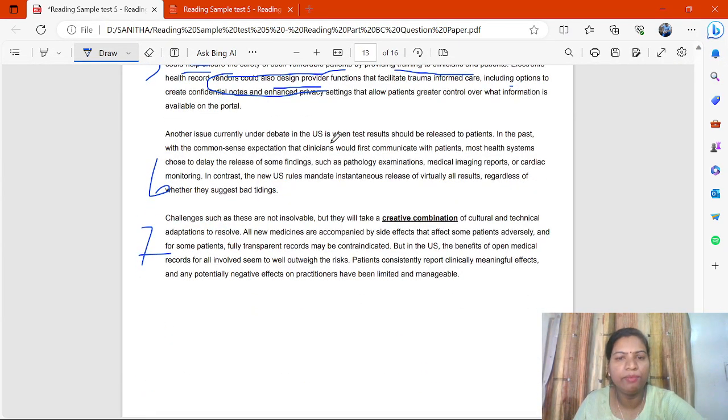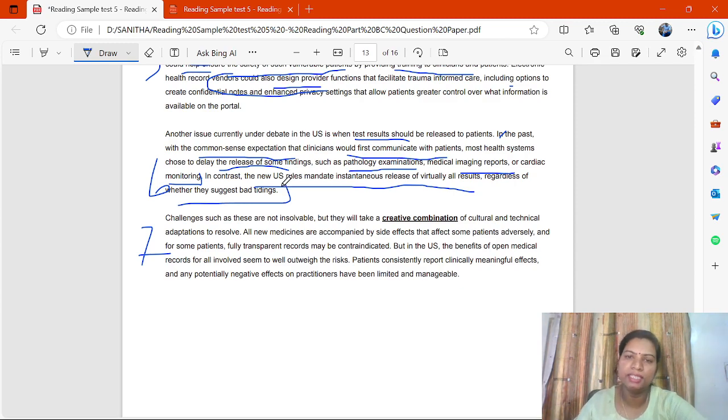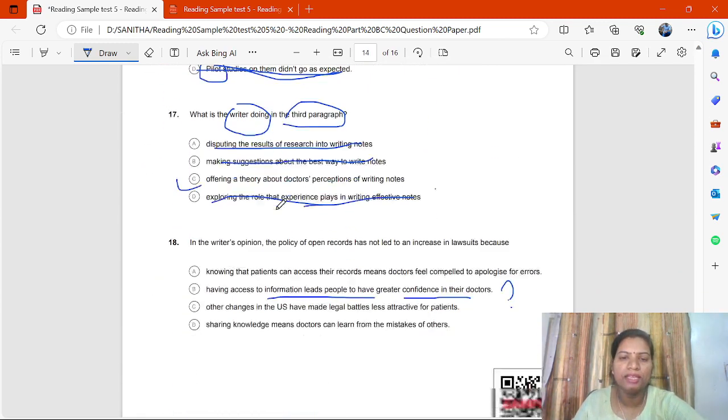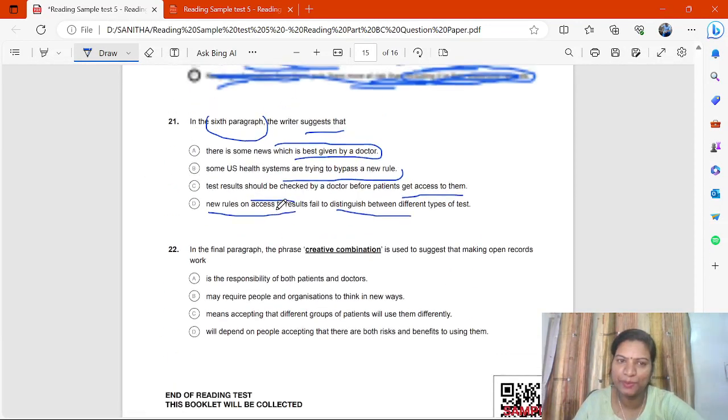Another issue currently under debate in the US is when test results should be released to patients. In the past, there was the common sense expectation that clinicians would first communicate with the patient. Most health systems choose to delay the release of some findings such as pathology examinations, medical imaging reports, and cardiac monitoring. In contrast, the new US rules mandate instantaneous release of virtually all results, regardless of whether they suggest bad tidings. This is the point they are discussing in the last paragraph. Then we come to the question.